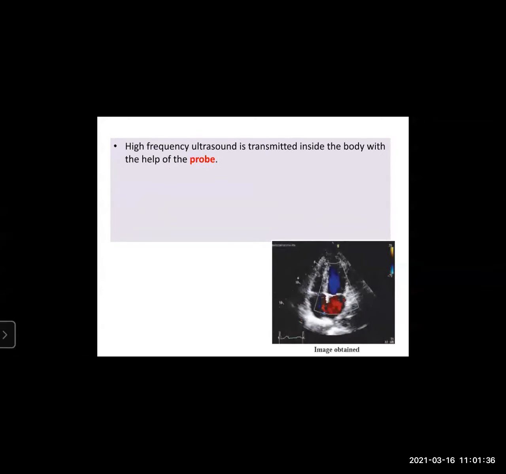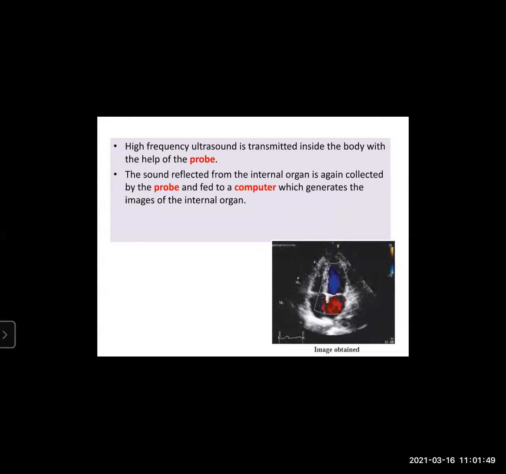transmit the rays, ultrasonic waves. High frequency ultrasonic sound is transmitted inside the body with the help of this probe, and the sound reflected from that internal organ is again collected by that probe also, and fed to the computer, and the computer will generate an image of internal organs. So you can see the image which is obtained by ultrasonic sound. As this method is very painless, there is no pain, it is increasingly used in medical practice for correct diagnosis.